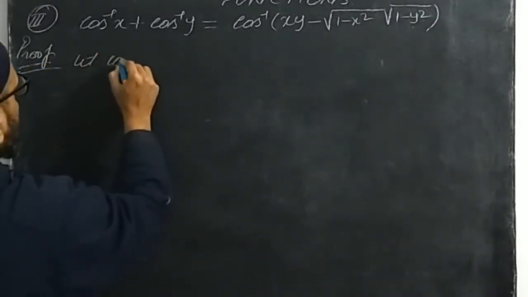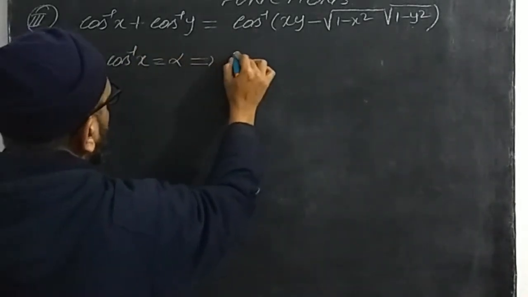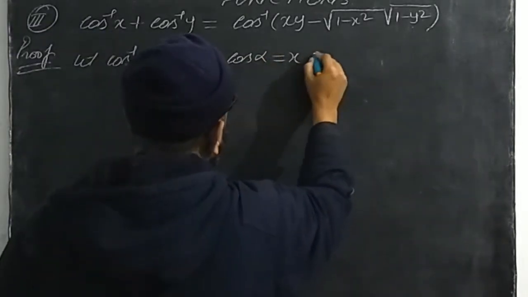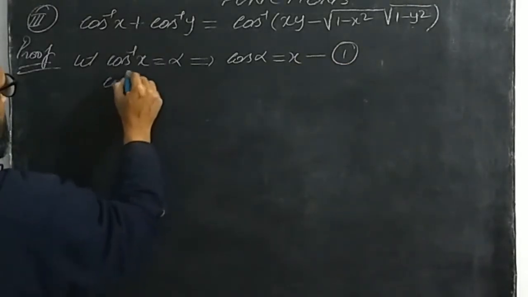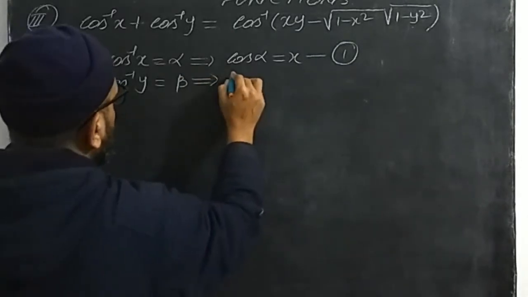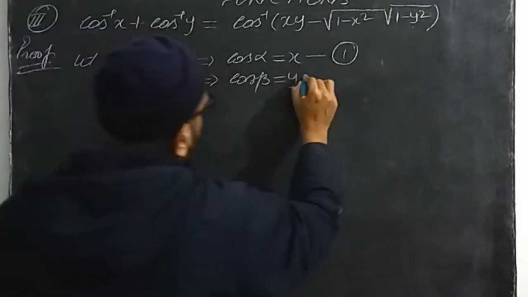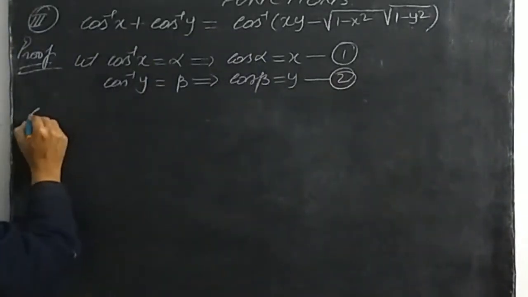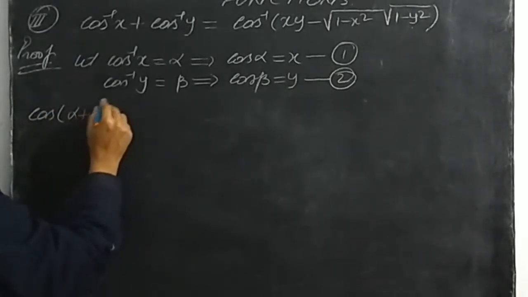Let cos inverse x is equal to alpha implies that cos alpha is equal to x. Let it be equation 1, and cos inverse y is equal to beta implies that cos beta is equal to y. Let it be equation number 2. Now we know the formula of cos alpha plus beta.